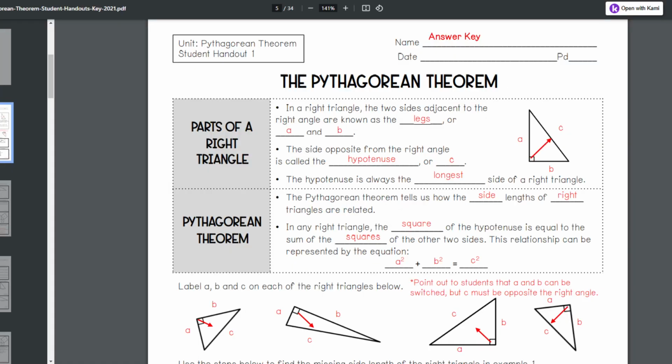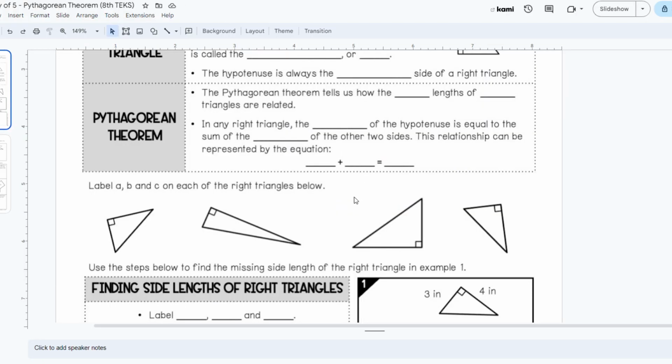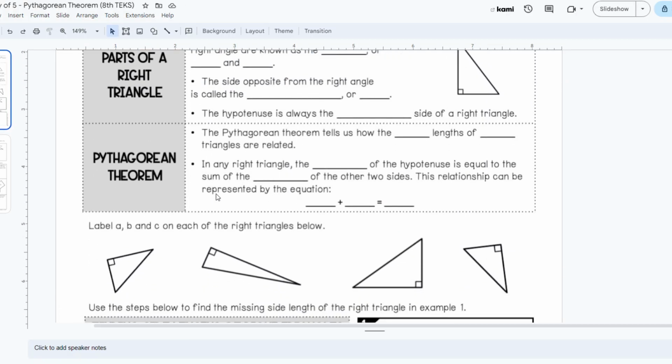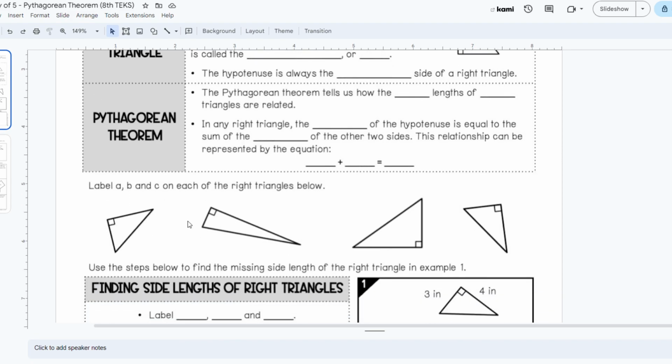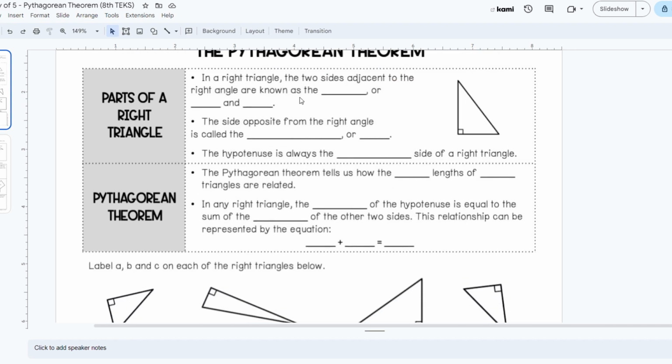That's going a little bit beyond what we're doing right this second, but let's take a look at this next part. Label A, B, and C on each of the right triangles below. So remember, up here, A and B were known as legs, and C is the hypotenuse, or the long side.